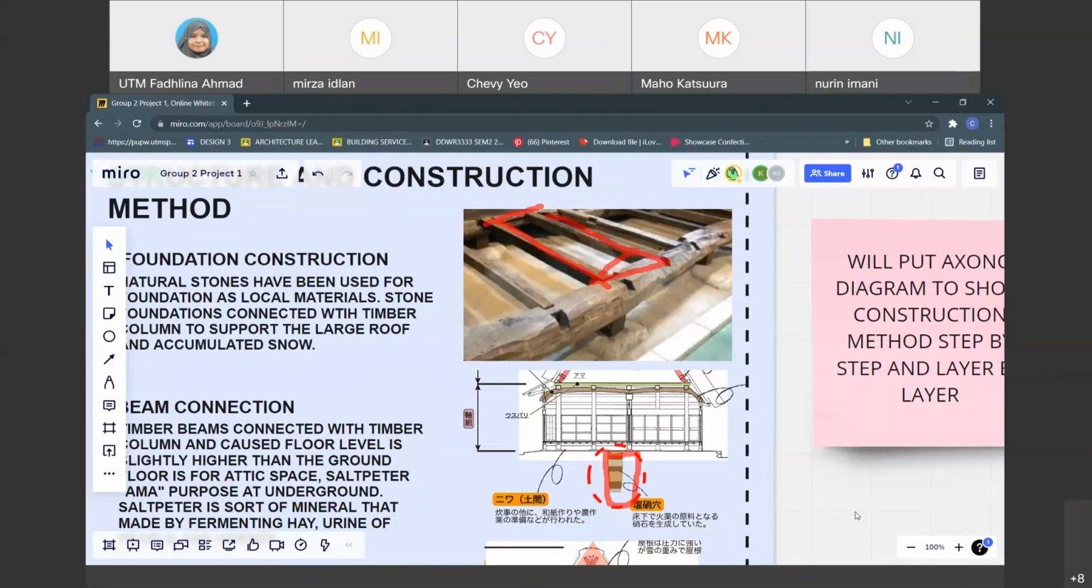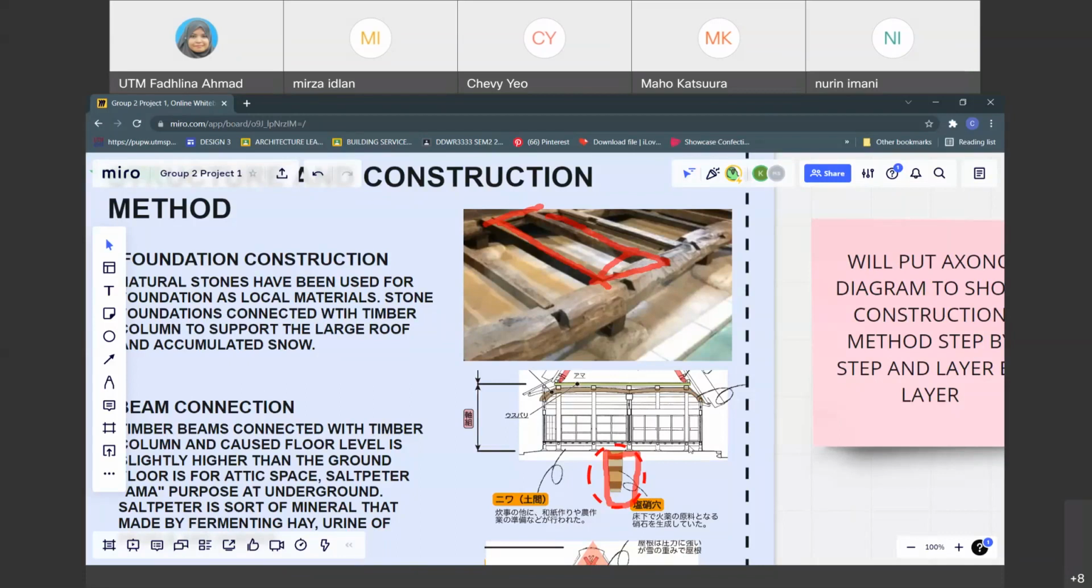I'm not sure. Okay, so Chevi, this is your task. How do they put all these things, and why do they need this one? And then how do they control the bad odors from this, so that they do not enter their house and so on, correct?